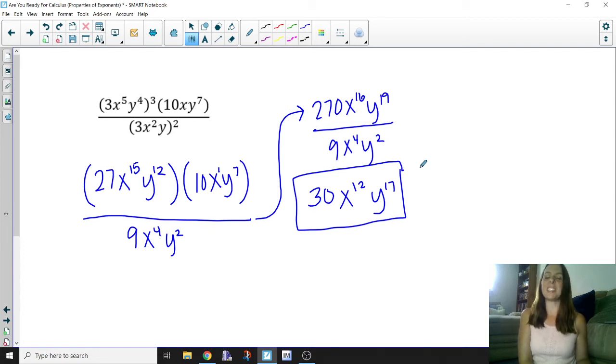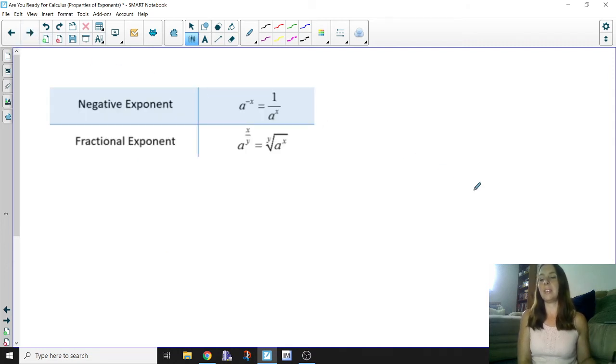Okay, so that's what we typically see in algebra classes, right? You have a big mess involving powers, and you simplify it down to something that is much easier to look at. But in calculus class, what you're going to find is that the negative exponent property and the fractional exponent property are going to come in really handy.